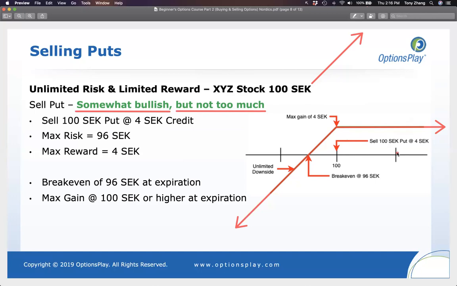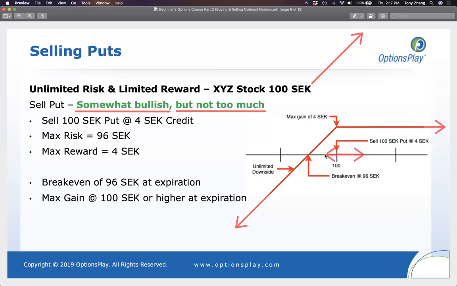If the stock moves significantly lower, that is when it makes sense for the put buyer to exercise their put. And the further the stock goes lower, the more money I lose as a put seller. So when does it make sense for me to sell a put? The answer is, number 1, I think the stock is going to move higher.